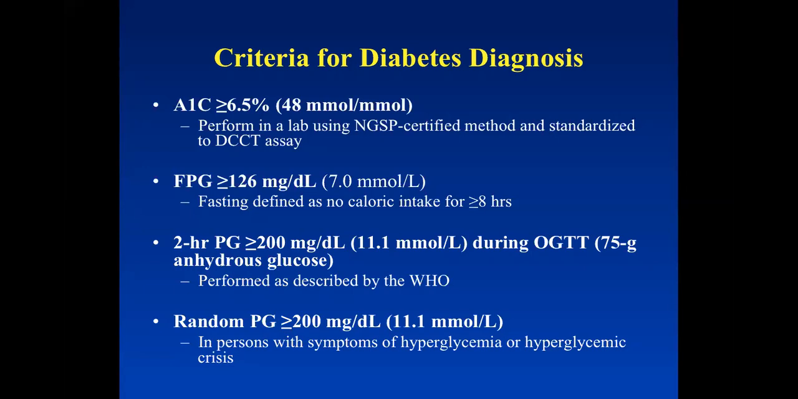Okay, we don't always use random plasma glucose, but if the patient has very obvious symptoms of hyperglycemia, or if they are in a hyperglycemic crisis, as in ketoacidosis or hyperosmolar coma, we can use the random glucose. If it is more than 11.1, the patient is likely to have diabetes.